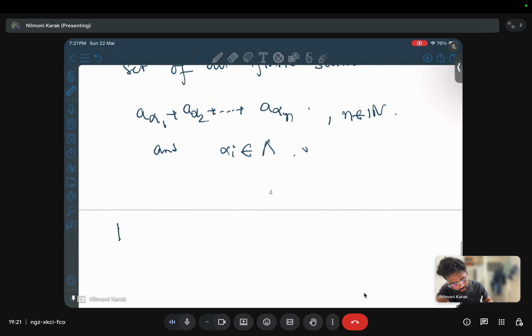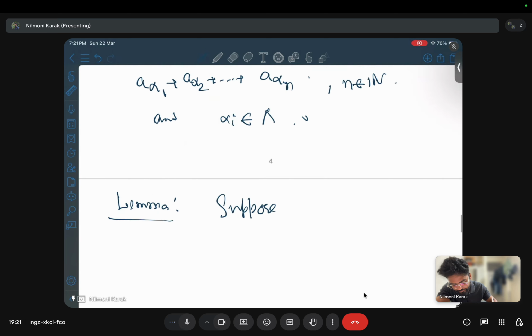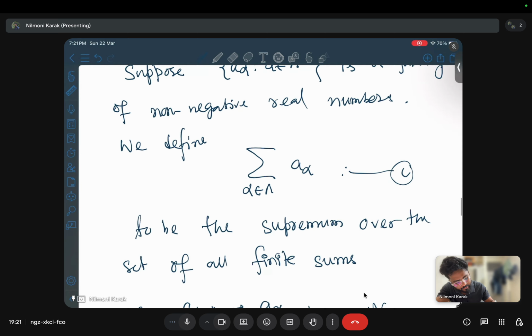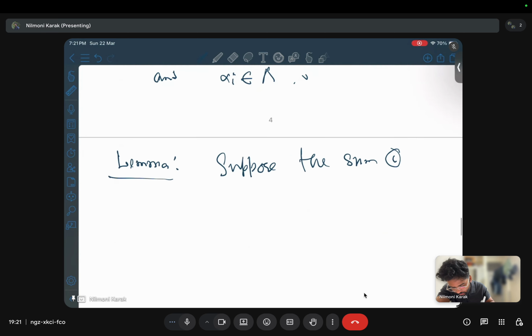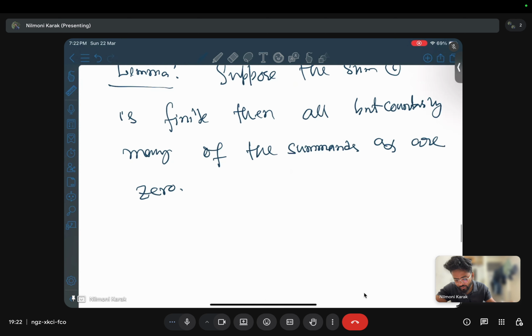and then we have a lemma. Suppose the sum, this one, is finite, then all but countably many of the summands A alpha are 0. So the proof is straightforward.